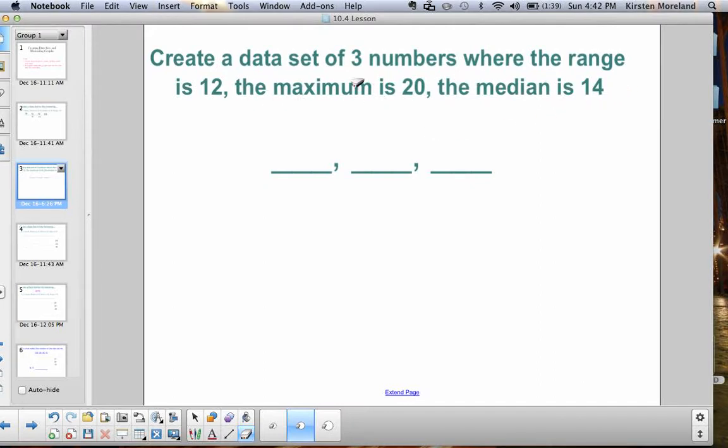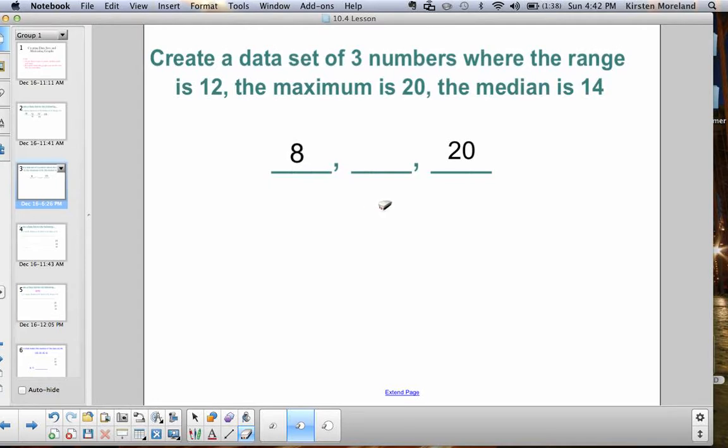Again, the easiest thing to place is a max or a min. In this case, we know the max is 20. Next thing is range. Range is the maximum minus the minimum. If the range is 12, that means 20 minus some number has to equal 12. So you're going to take 20 minus 12, which gives you 8. So that gives you a range of 12.